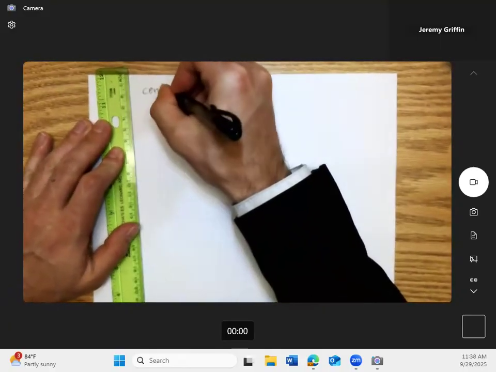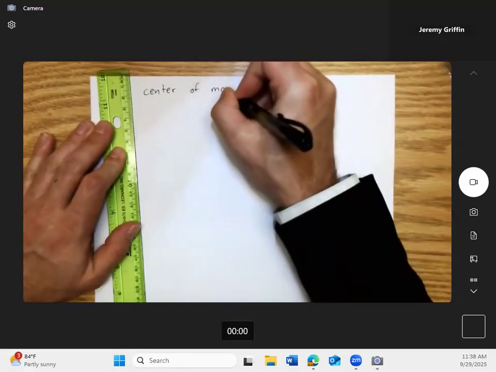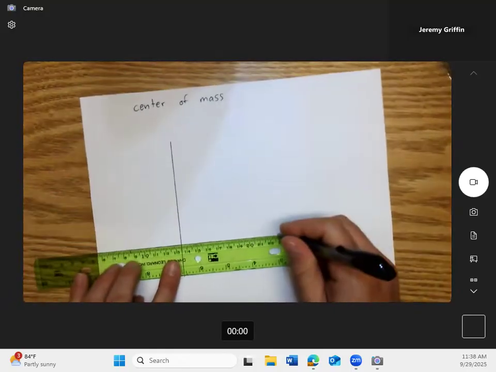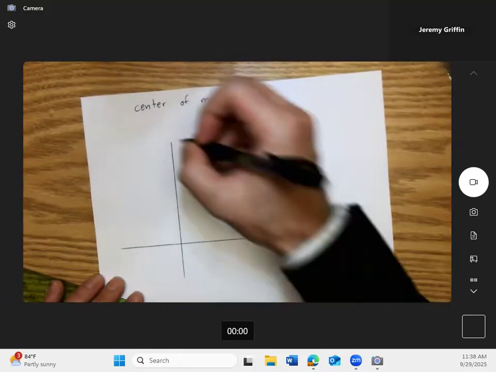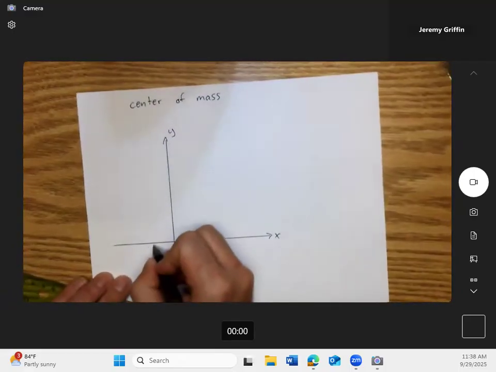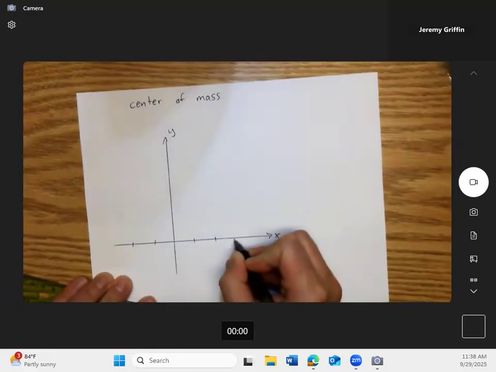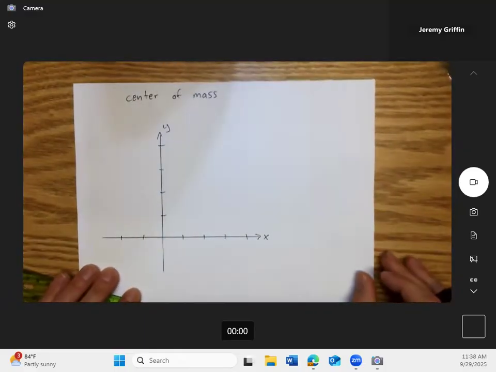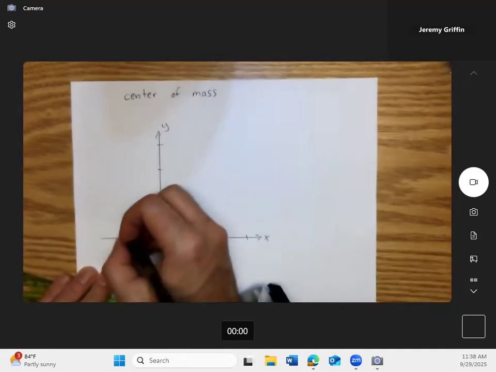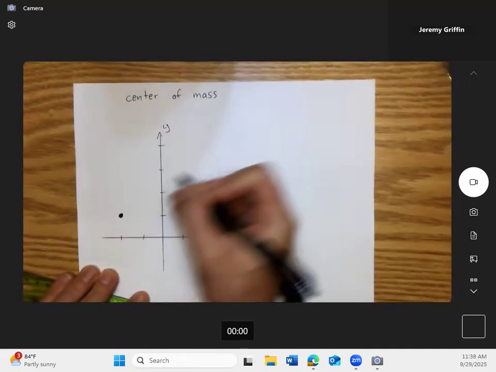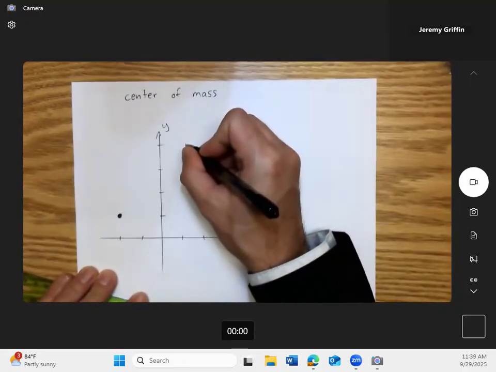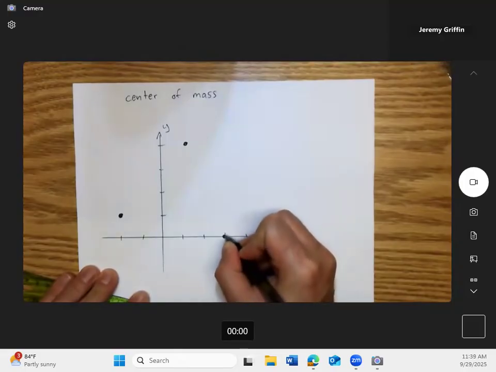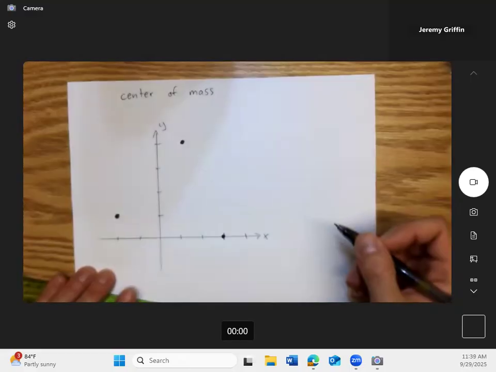Okay, center of mass. I'm just going to make something up here. What if you have an x-axis, but you also have a y-axis? Let me throw on some coordinates. And let's do this for, how about three masses? Maybe I'll put one mass right here, one mass right here, and one mass down here, like that. I need to assign them some values.